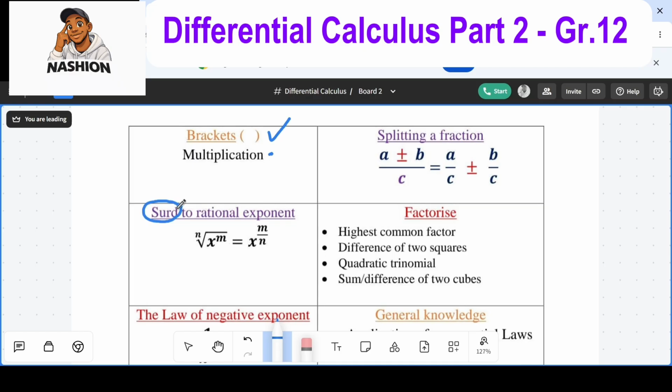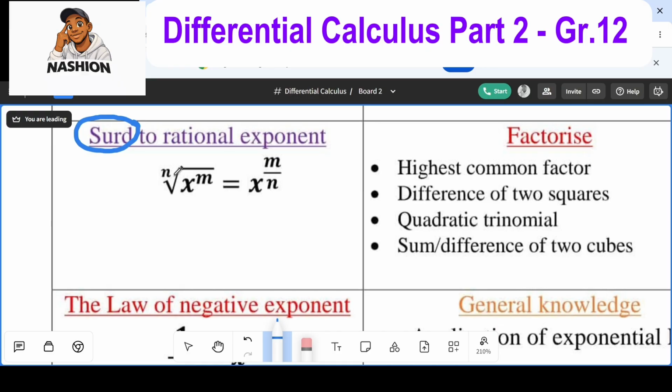And in the question, if we have the surds, convert the surd into a rational exponent. Let's say we have the nth root of x to the power of whatever number is given. That's equal to x to the power m over n, where m will be the exponent and n will be whatever is outside the root sign.